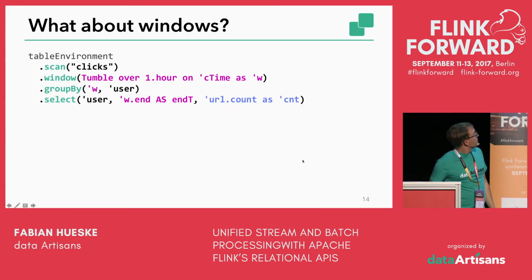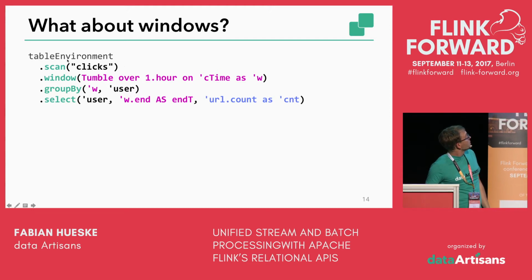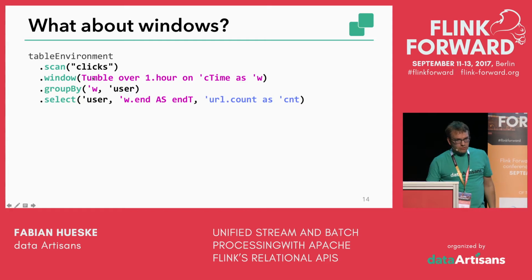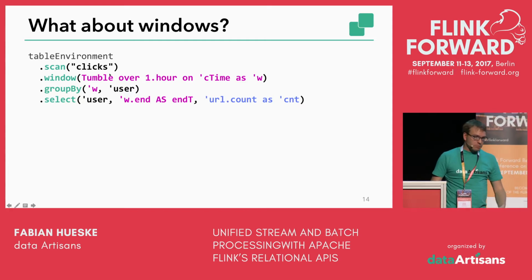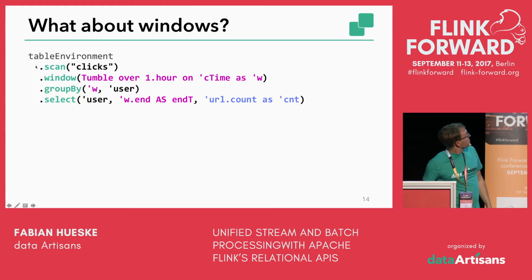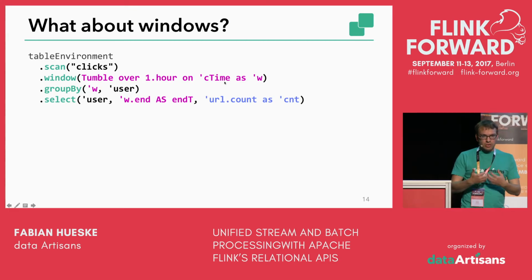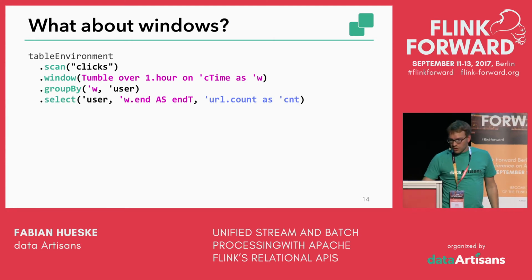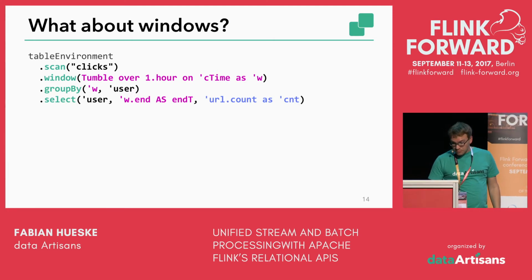In the table API, such a query would look like that. So we have again the scan operator to retrieve the table from the registered clicks table, which could again be backed by a stream. In this case, it's backed by a stream. Then we specify a window here. We say tumble over 1 hour on click time. Click time is the time attribute of our table, and we assign an alias to this. So we call this window, it's called w.